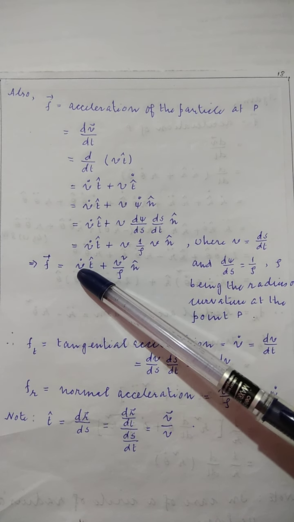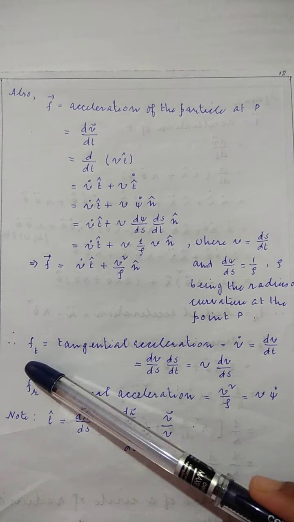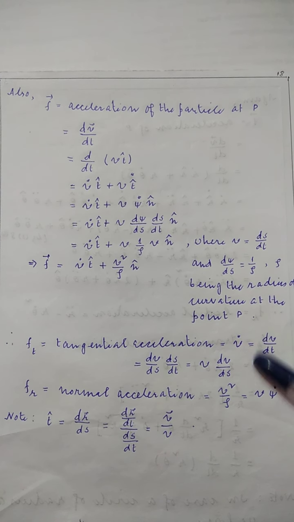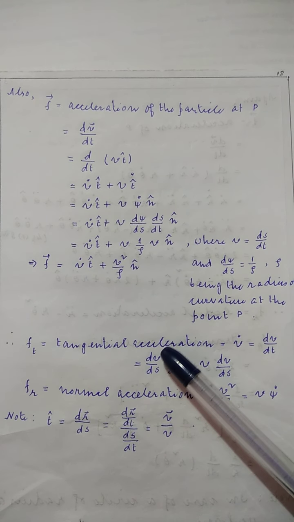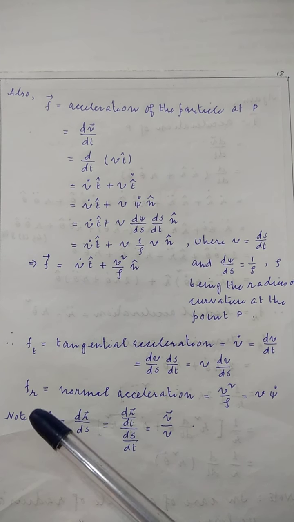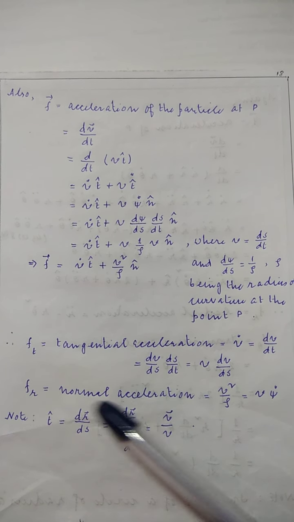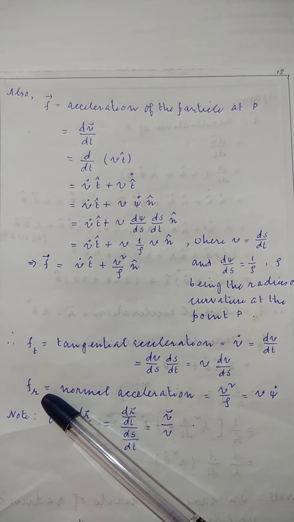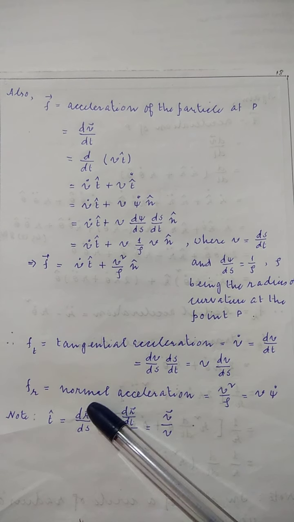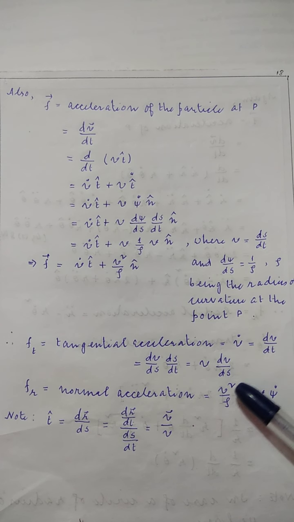So tangential acceleration we denote by f t, and it is given by v dot, or we can write dv by dt. If you simplify further by the chain rule of differentiation, this dv by dt we can write as dv by ds times ds by dt, so we can write v dv by ds. And the normal acceleration we denote by f n. So f n is equal to v square by rho, or v psi dot.